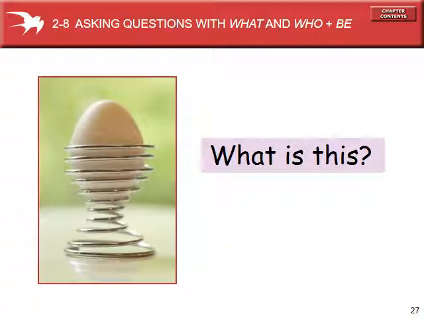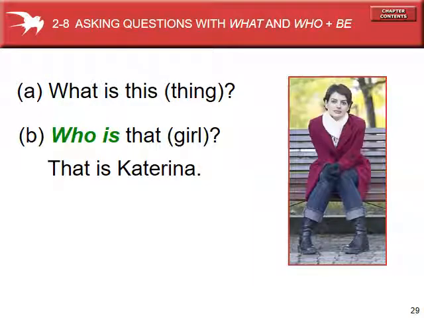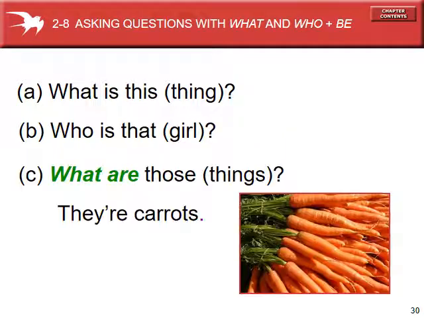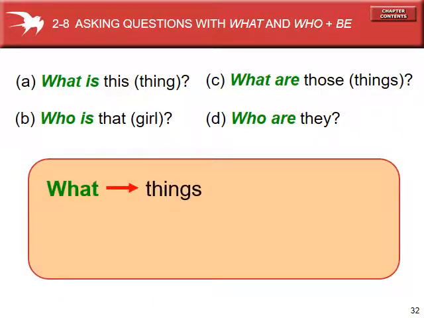So the last section of this chapter is asking questions about what and who. So we have, what is this thing? It is a, and who is that girl? That is Katrina. What are those things? They're cats. Who are they? They're my friends.